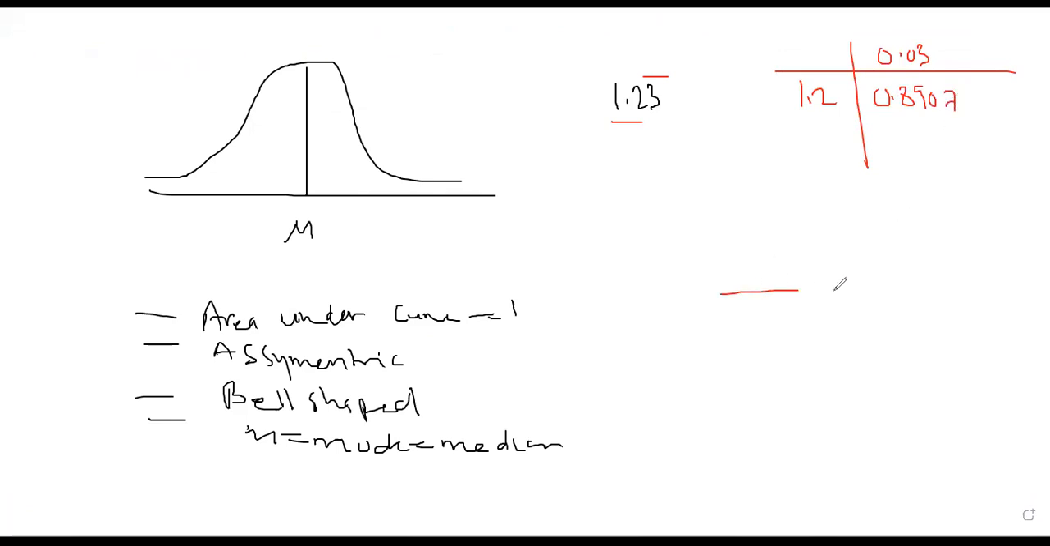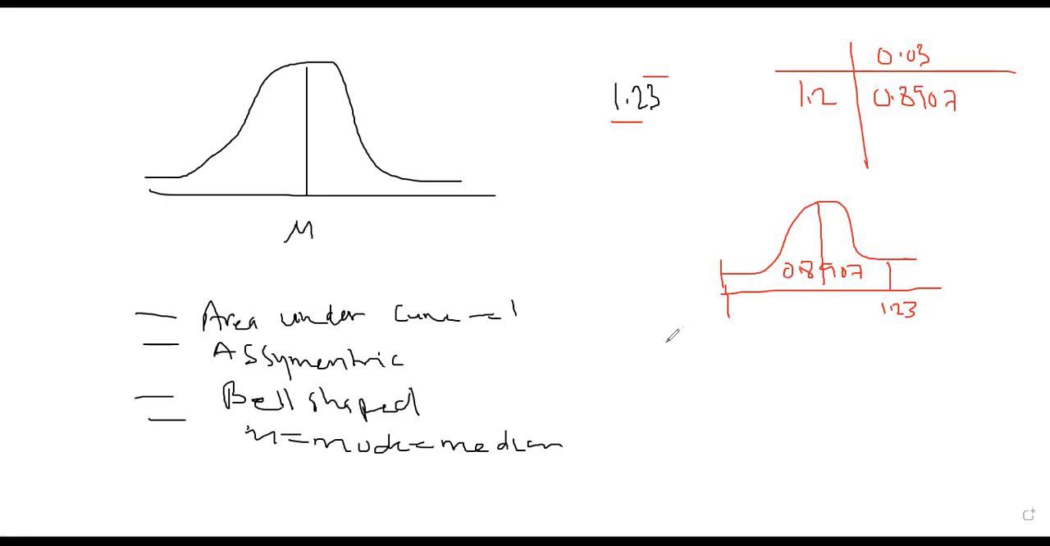So this means that the area from here to here is 50%. From here to here, 1.23. This whole area here is 89% or 89.07%. So these areas under the graph represent the probability. Okay.